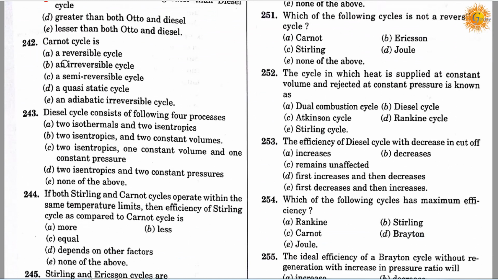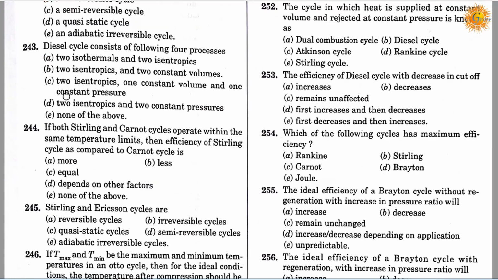Question number 242. Carnot cycle is: option A, a reversible cycle; option B, an irreversible cycle; option C, a semi-reversible cycle; option D, a quasi-static cycle; option E, an adiabatic reversible cycle. So the correct answer is A. Carnot cycle is a reversible cycle.